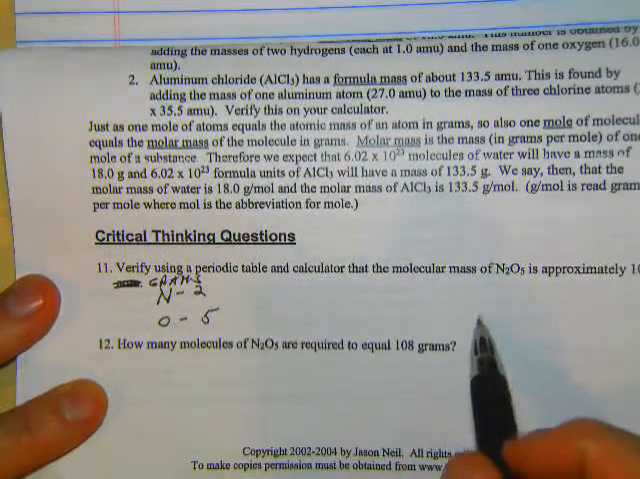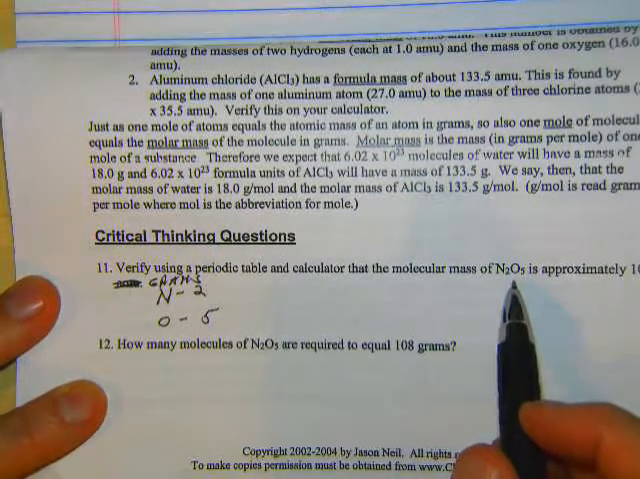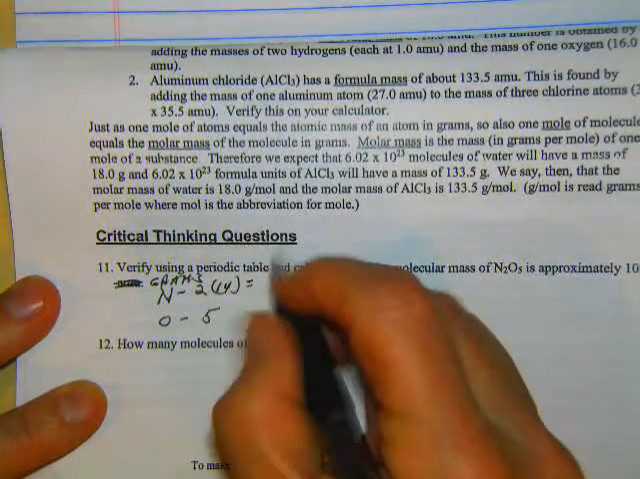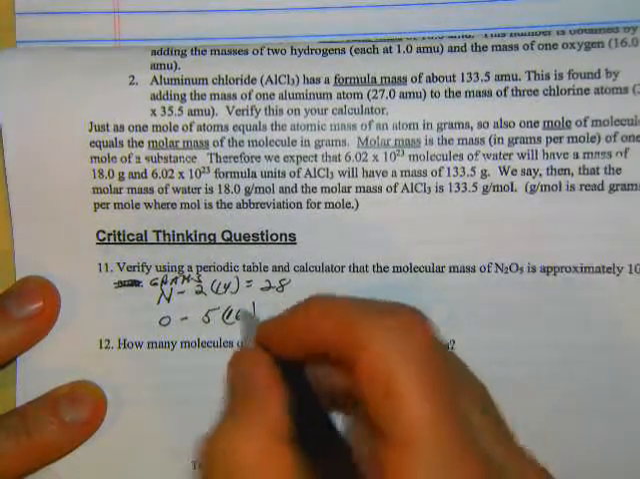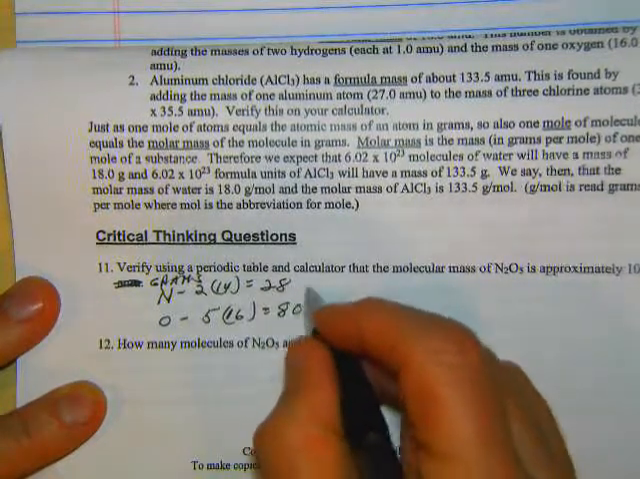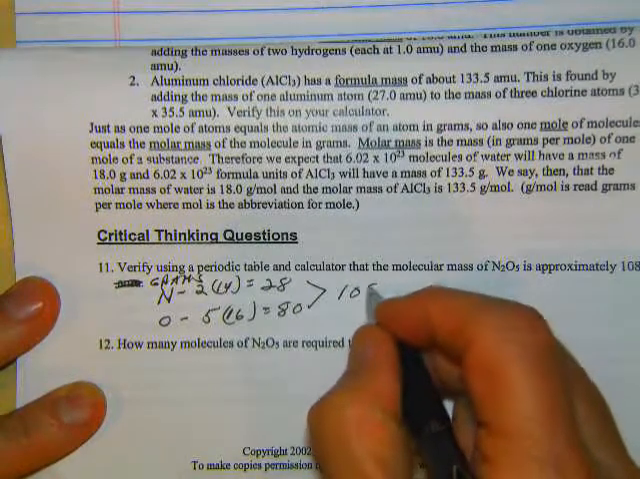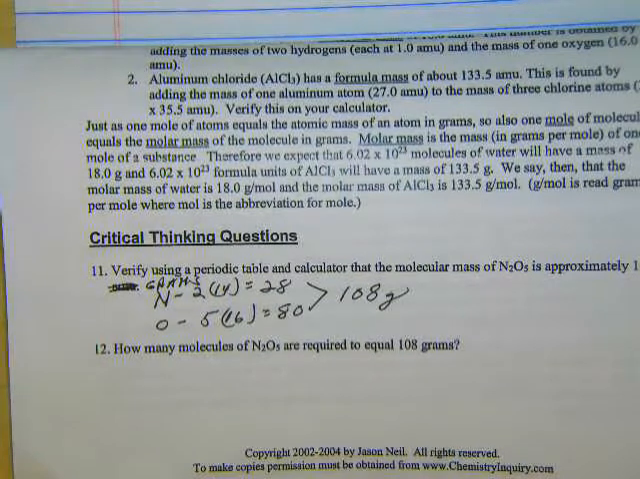Looking at our periodic table, you'll see that nitrogen has an atomic mass of 14. So 2 times 14 will give us 28. Oxygen is 16. So 5 times 16, if my math is right, is 80. So if we add those two together, the atomic mass is approximately 108 grams. And again, I can't stress enough, take your time and write things out as you're doing these problems.